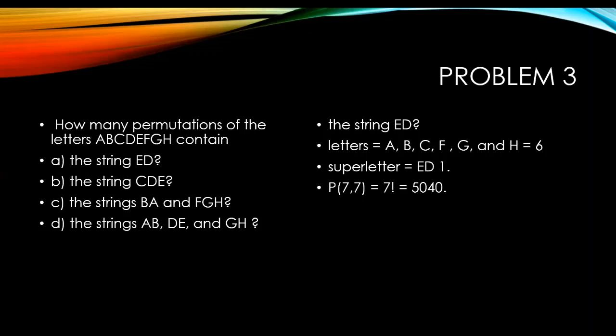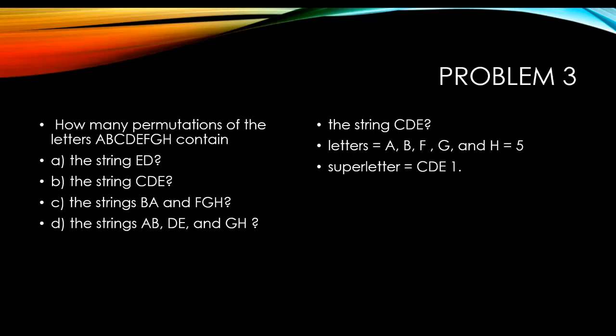Now let's move on with the string CDE. It's the same as with ED. So instead of having 2 letters in one superletter or in one group, it will be 3 letters. And the letters left in our set will be A, B, F, G. So we have 5. CDE is considered as one element, total 6. So therefore, the number of permutation patterns is 6 factorial, which is equivalent to 720.